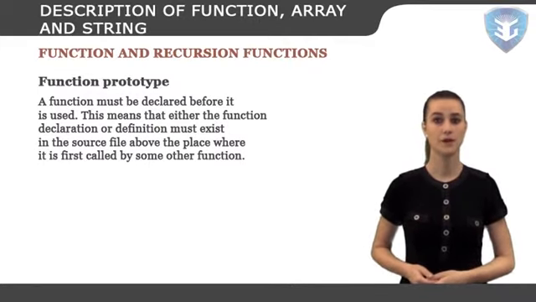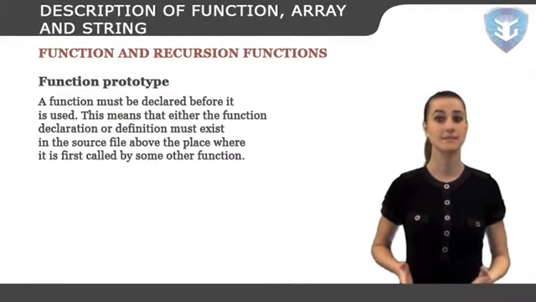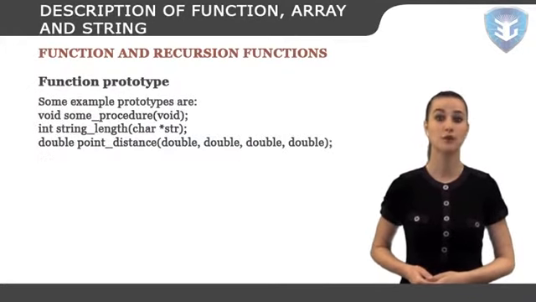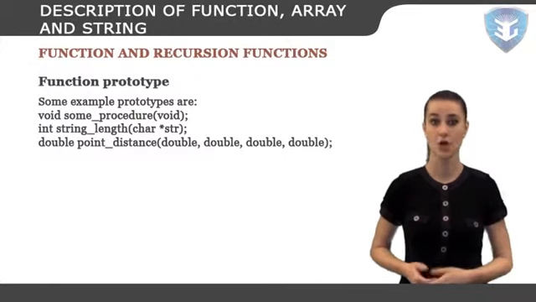A function declaration or prototype is an interface specification. It states the function name, the number and type of input arguments, and the return value type. It enables the compiler to perform type checking to ensure the argument types being passed to the function match the interface definition, which catches many coding errors at compile time. Some example prototypes are shown here.